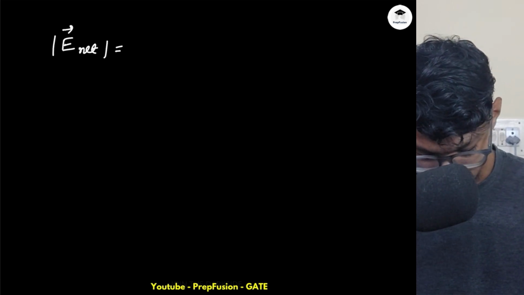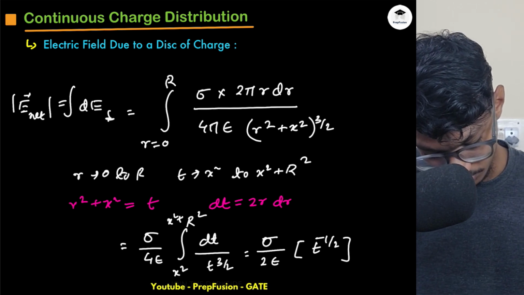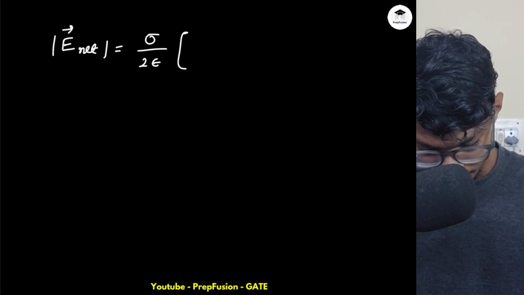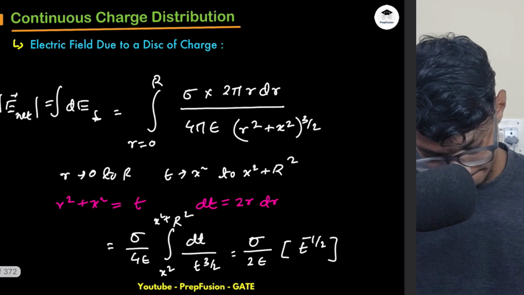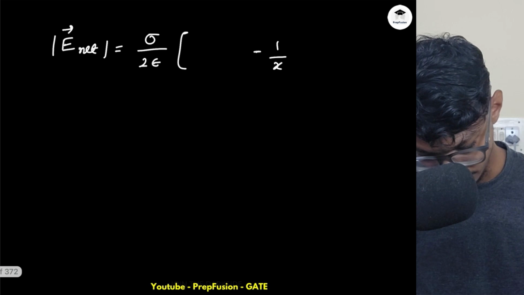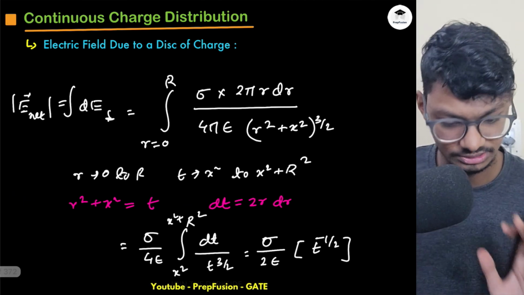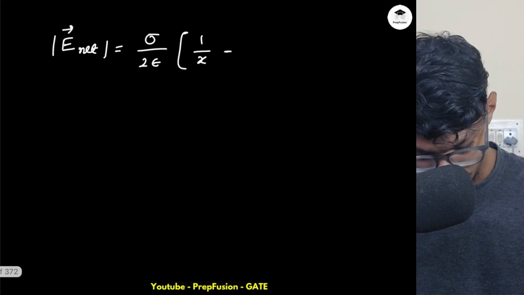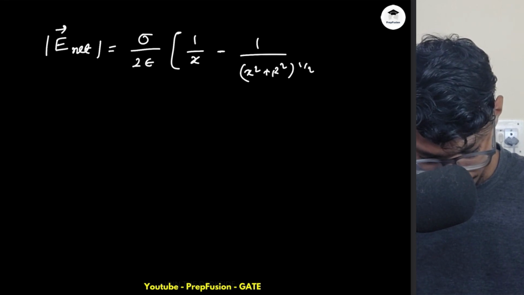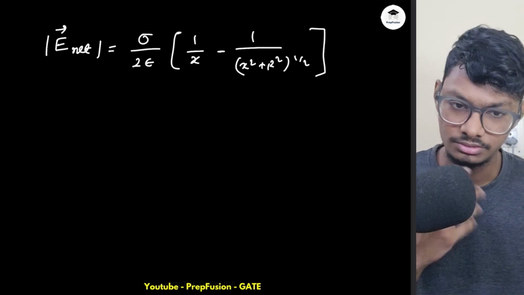E net will be simply this whole square under root of this, so this will be 1 by x at that point. So sigma by 2 epsilon, and a negative sign will also be present, right? So 1 by x will actually be here. 1 by x minus, I hope you are able to do the integration, that's a simple task, right? This whole under root 1 by (x square plus R square) to the power 1 by 2. So this will be the expression actually. We don't have any other option. This is a bit tedious expression, but we have to do this.